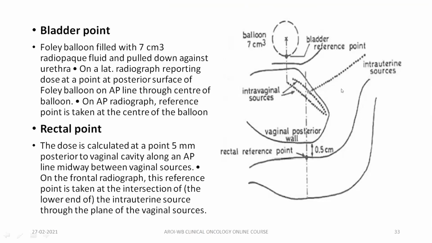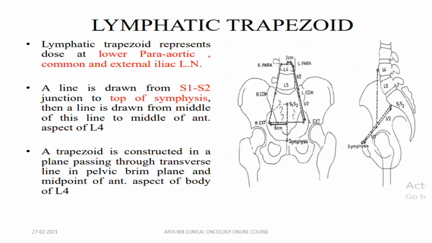So you have a Foley's catheter filled with dye up to 7 cc and pulled down to your bladder neck. From the central point from the AP view, you put a perpendicular back projection. This cuts the bladder point, the bladder reference point. Similarly, from midway between the vaginal sources, you go 0.5 centimeter posteriorly to your rectal reference point. These also are surrogates, which give you a lower dose than the rectal doses that we calculate right now. You can also go through the lymphatic trapezoid and other points that are there. We won't be going into details because you will be reading it in your textbooks, and time is short here.